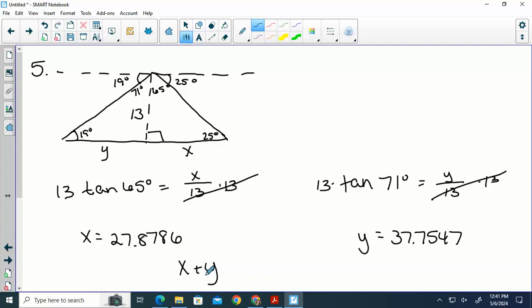So we get 65.6333, but I said significant digits. So we were given 2 in the problem, so that would be 66 feet.